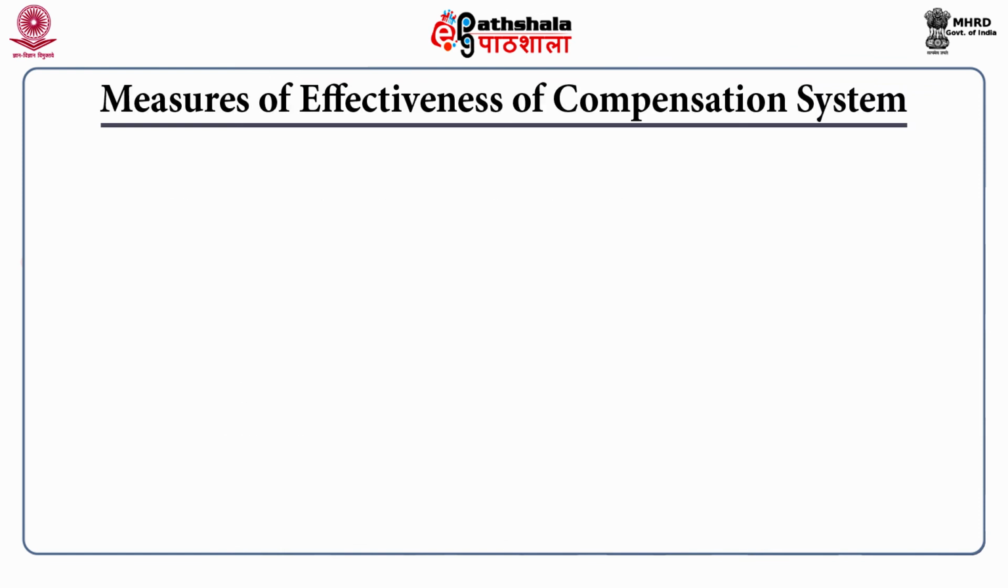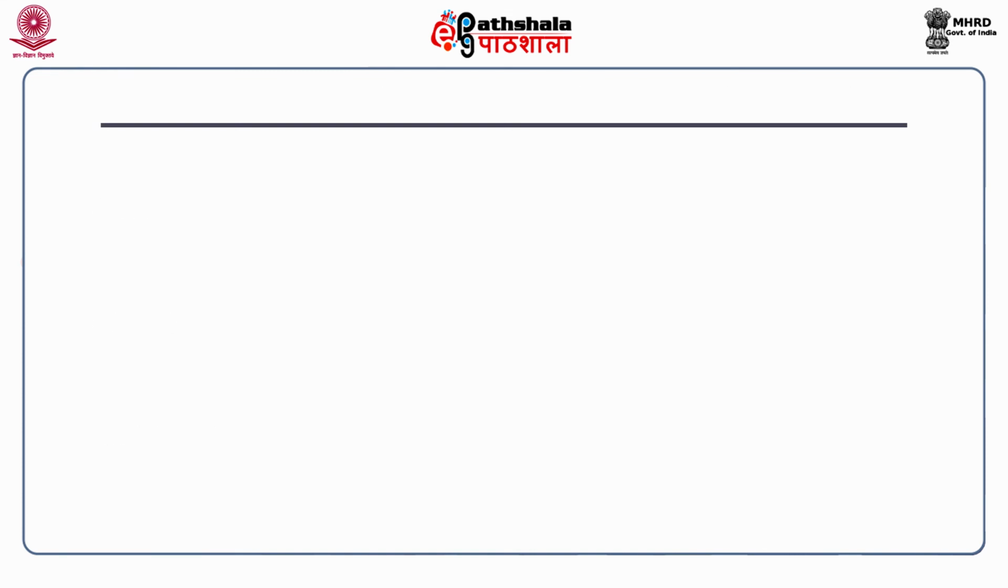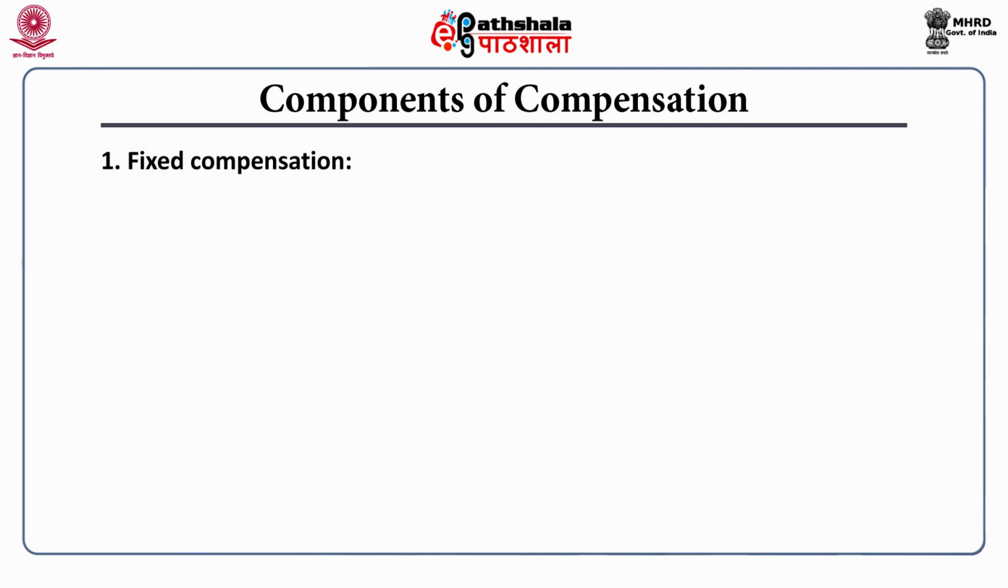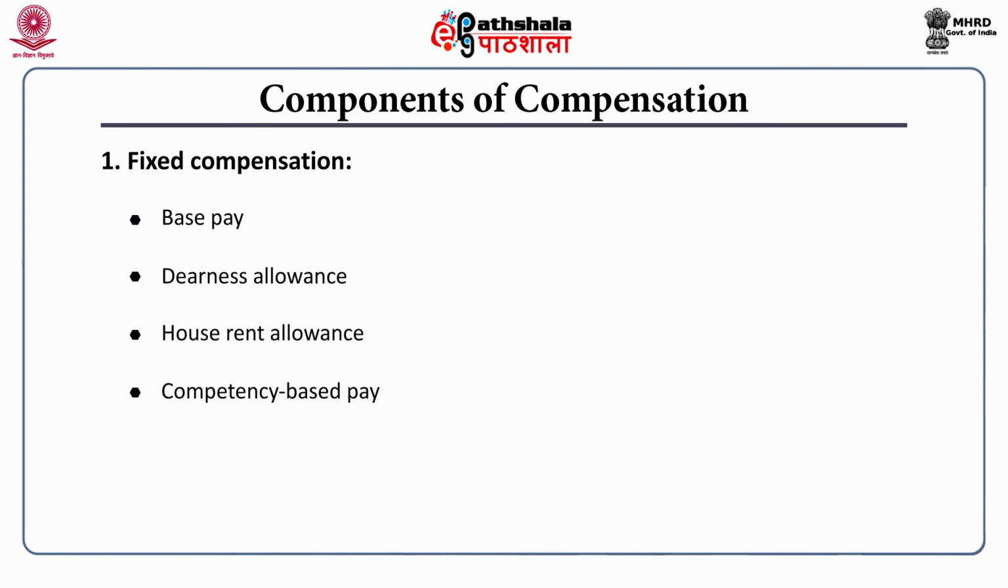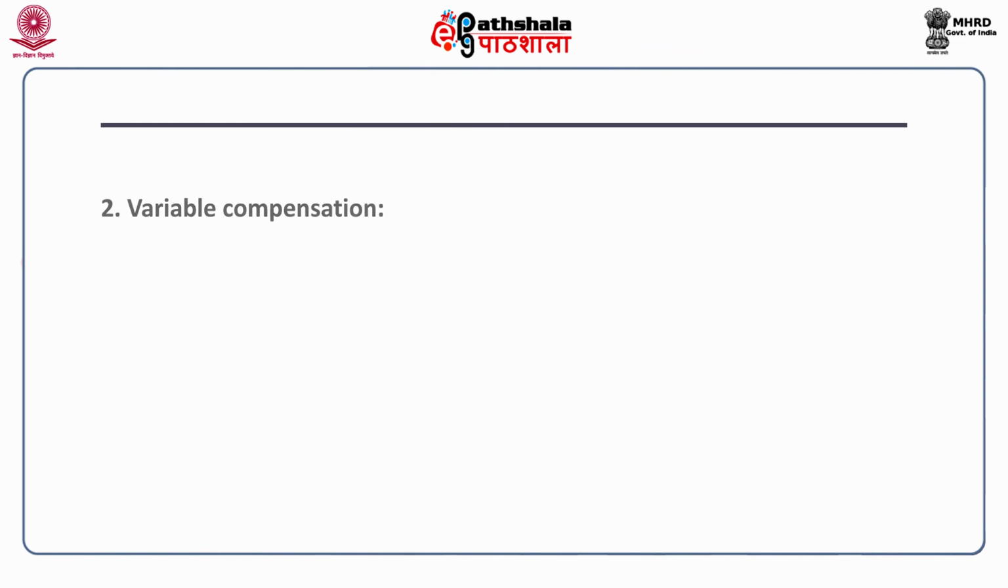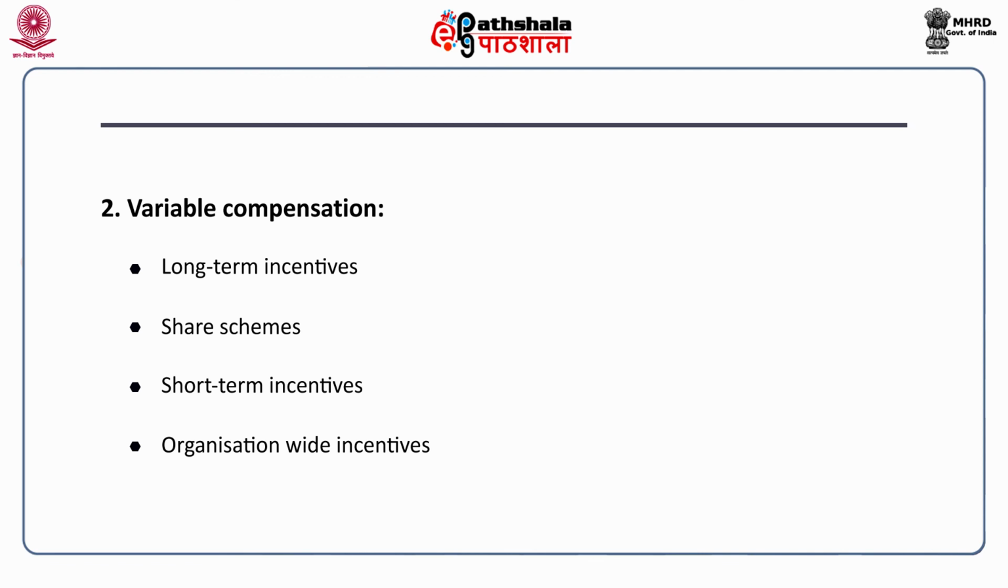Measures of effectiveness of compensation system. There are broadly three measures: transparency, fairness, controllability. Various components of compensation are fixed compensation, which includes base pay, dearness allowance, house rent allowance, competency-based pay, fixed period employment contracts and fringe benefits. The second component is variable compensation. It includes long-term incentives, share schemes, short-term incentives, organization-wide incentives.